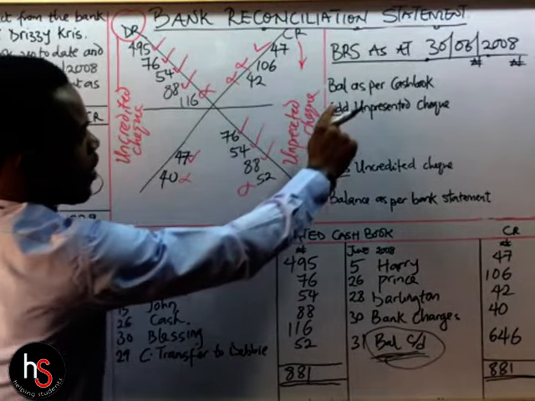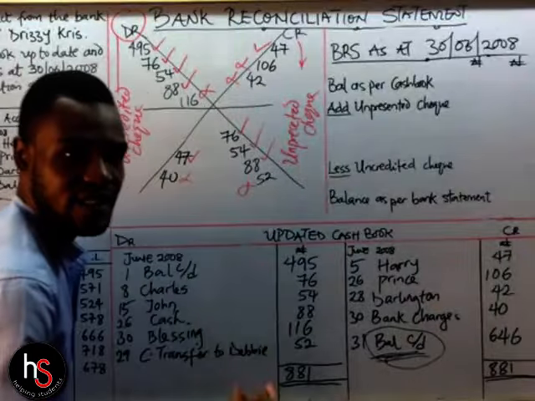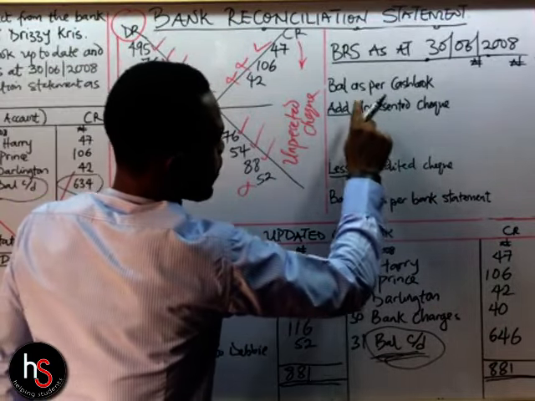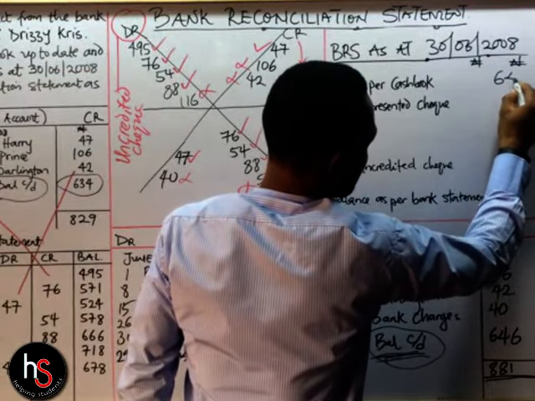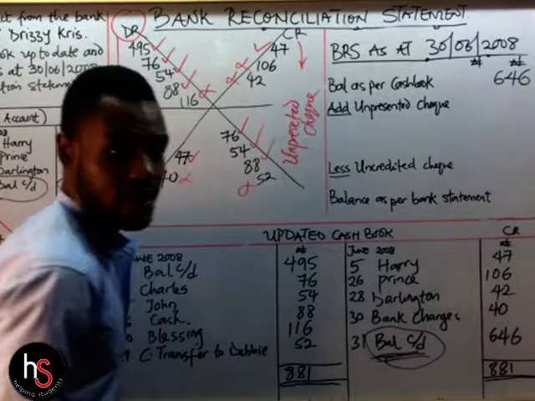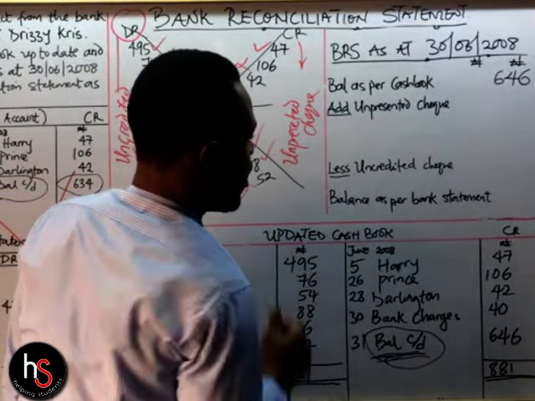So what do we have here? Balance as per cash book will have what? 646. So balance as per cash book will have 646. Okay. Now add unpresented check.